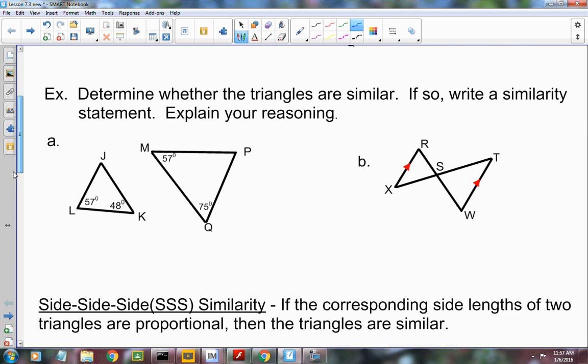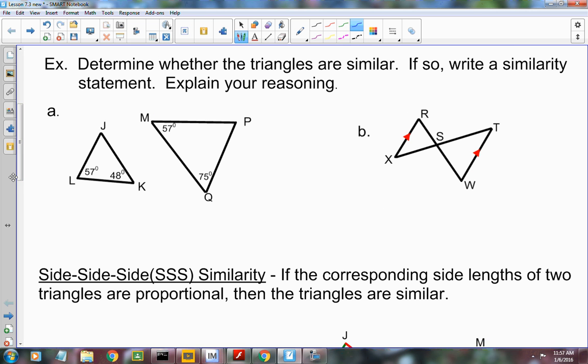Alright, so here's a couple of problems. Determine whether the triangles are similar. If so, write a similarity statement. Explain your reasoning. If I look at these 2 triangles here, I've got angle L, which is 57 degrees, and angle K, which is 48. I need to find angle J, right? We know that the sum of all the angles is 180. So if I add those together and subtract from 180, I get angle J is 75 degrees.